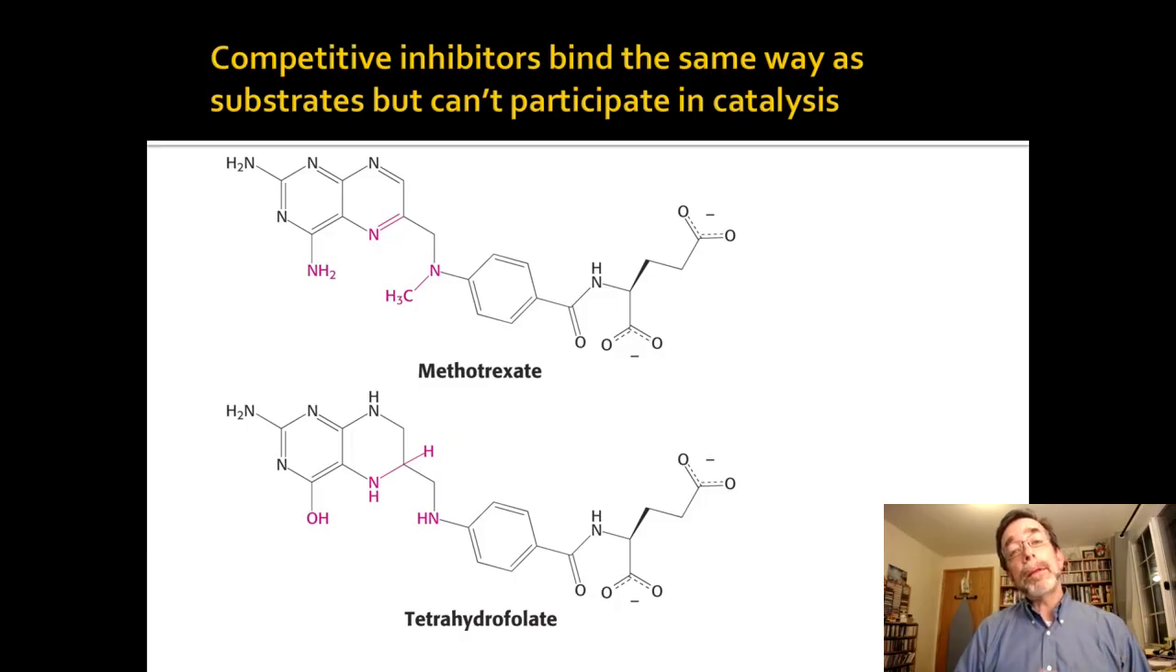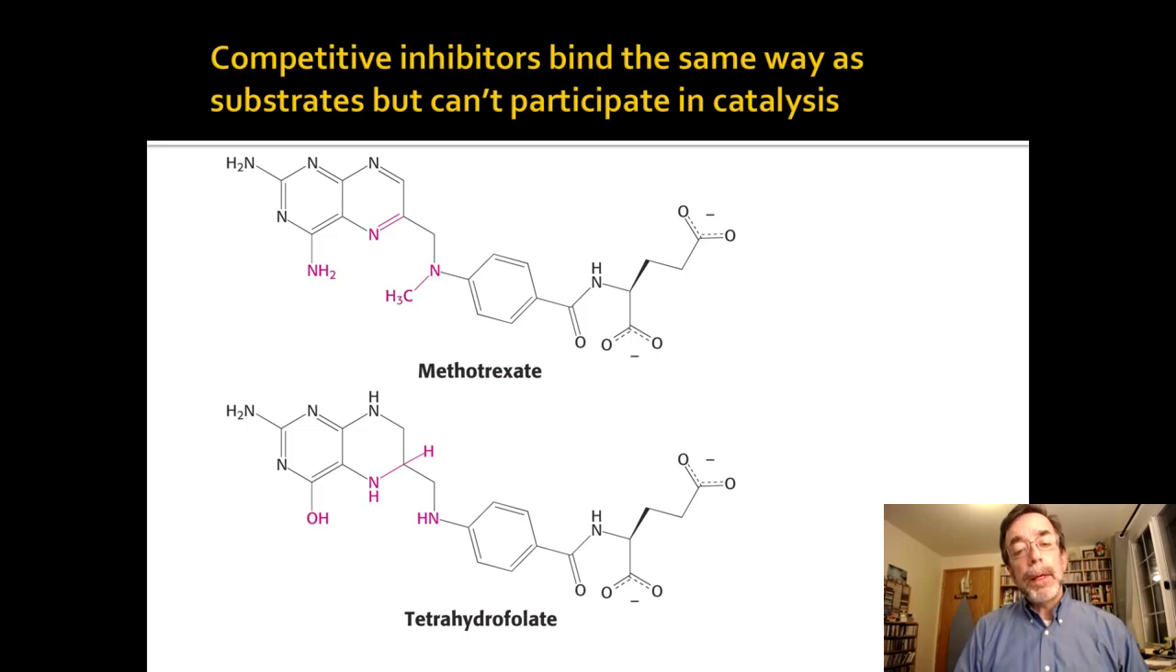So from this explanation, you can see competitive inhibitors are going to have to look a little bit like the substrate. In fact, they have to look enough like the substrate to bind in its place. But they should have a part that's different. The part that's different is the part that participates in catalysis.